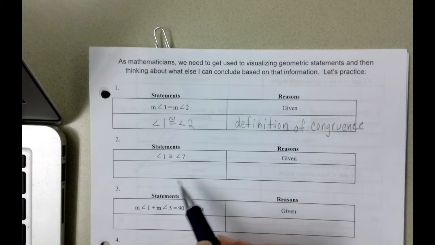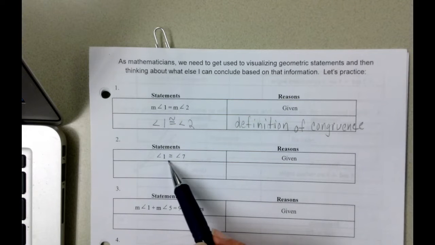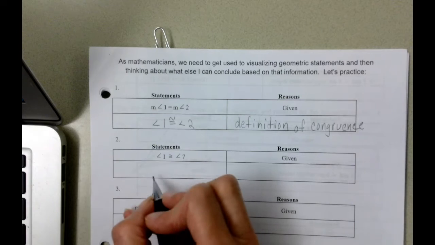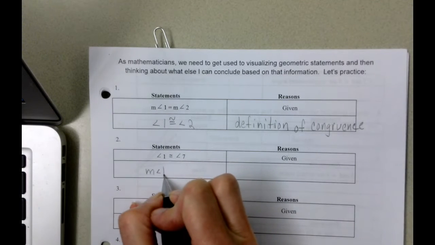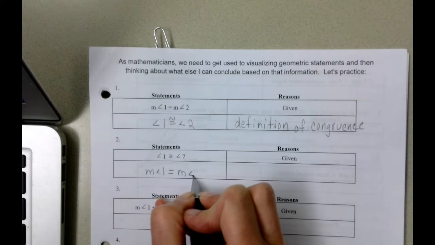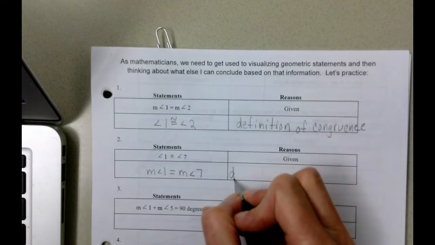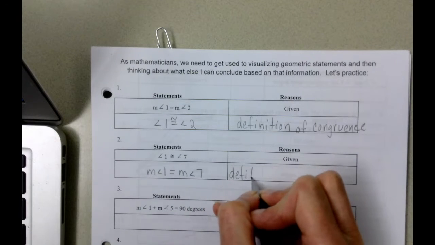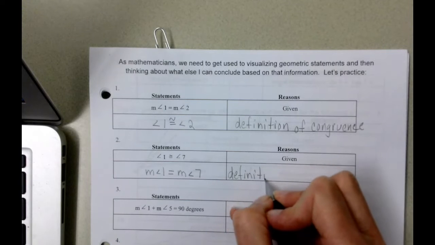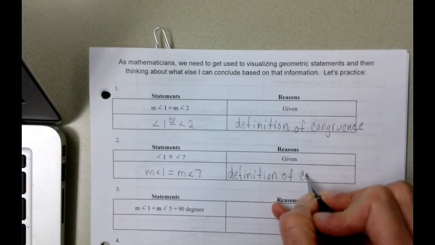In fact, as we look at example number 2, it's the same idea here. Angle 1 is congruent to angle 7, so then what we can say is that the measure of angle 1 is equal to the measure of angle 7. And the reason is still the definition of congruence.